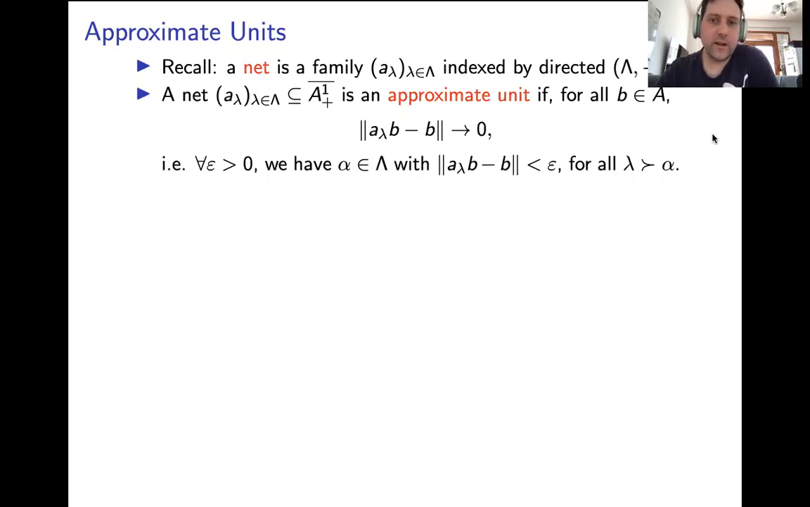So an approximate unit is a special kind of net. It's a net that lies in a closed positive unit ball, and it's one which behaves somewhat like a unit. So if it was a unit, then you would immediately be able to say that A lambda times B is just B, right? So an approximate unit is something where this holds in the limit, if you like. The norm here, or the difference between those two expressions, approaches zero. And if you want to write that out in full, what that's really saying is that for every epsilon strictly greater than zero, I can find some element alpha in my indexing set such that for all those lambda strictly greater than alpha, this norm here is always strictly less than epsilon. As long as I can do that for arbitrary epsilon, then we say the limit here is zero.